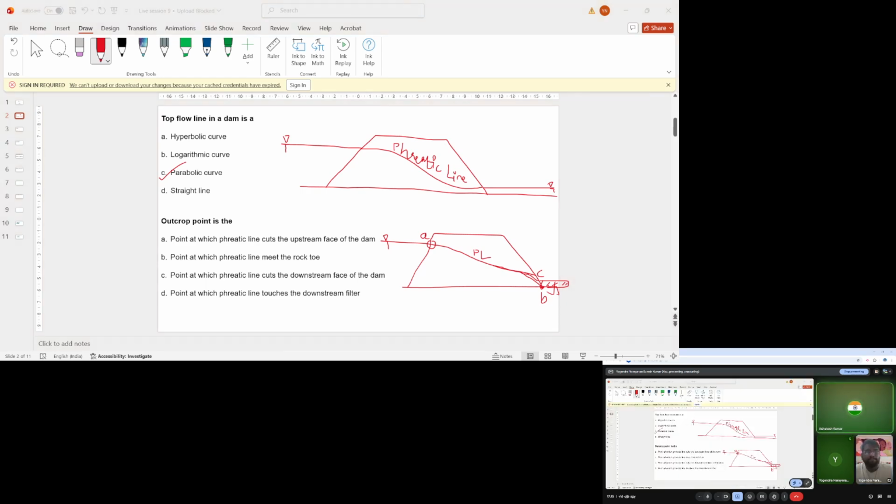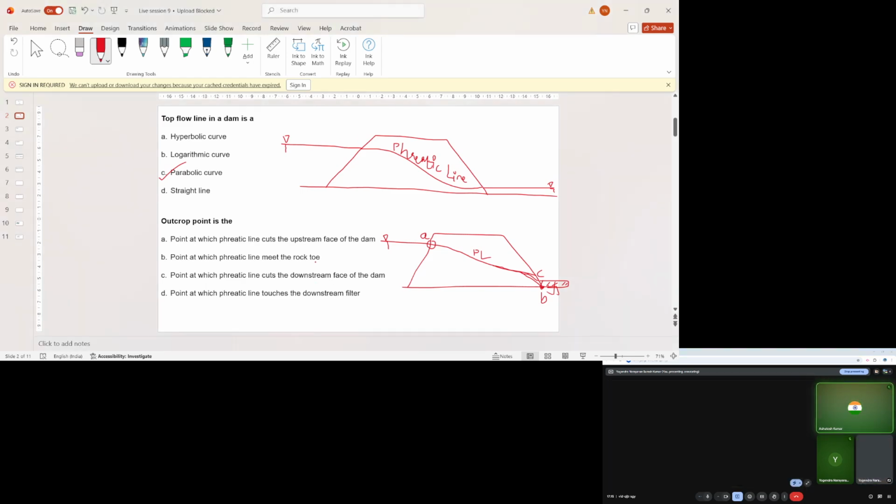D. At mid the rock toe. Partially it's right, but the particular definition of outcrop point is where the phreatic line cuts the downstream point. That is option C. Once the phreatic line cuts the downstream point, what happens?